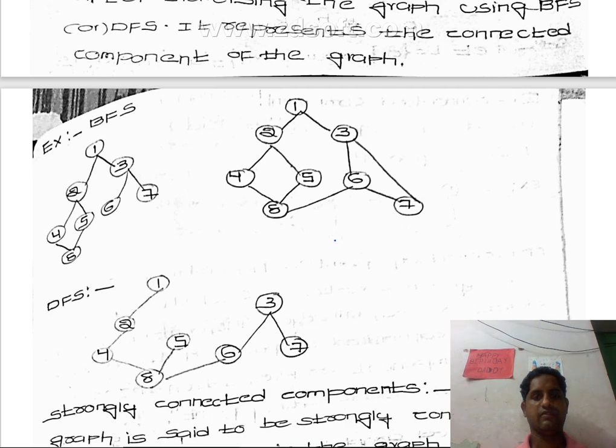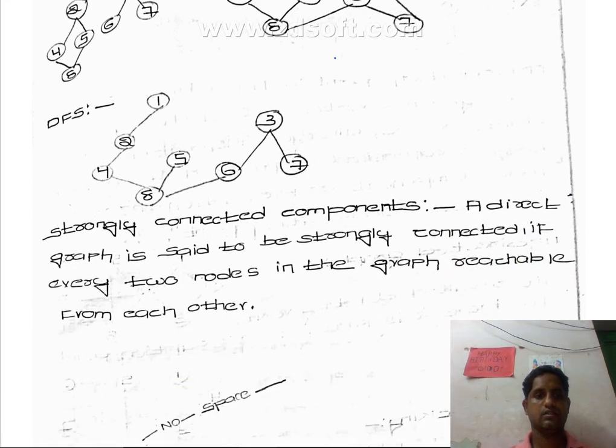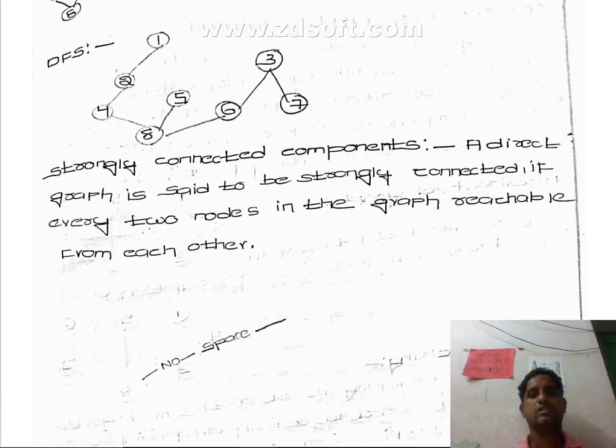So we have the BFS and DFS. Next, strongly connected component. That means a directed graph is said to be strongly connected if every two nodes in the graph are reachable from each other. It is called a strongly connected component.